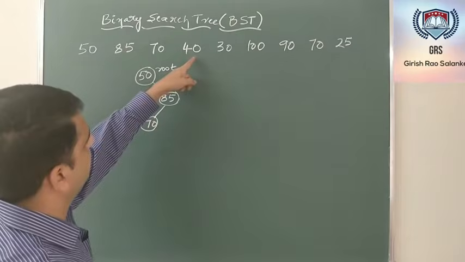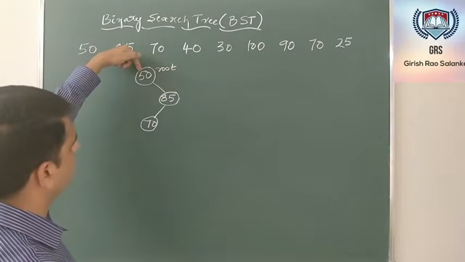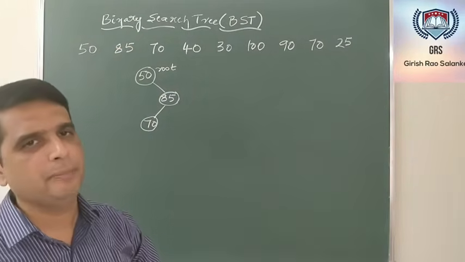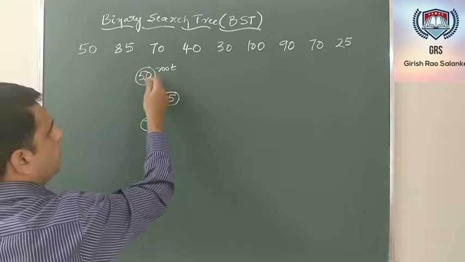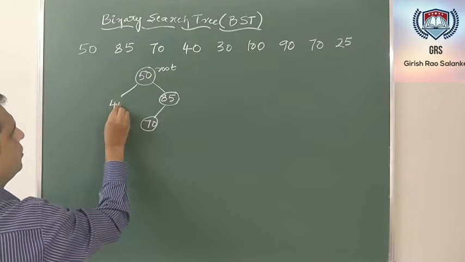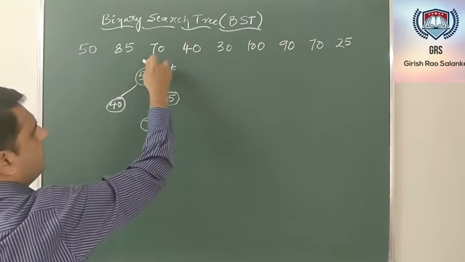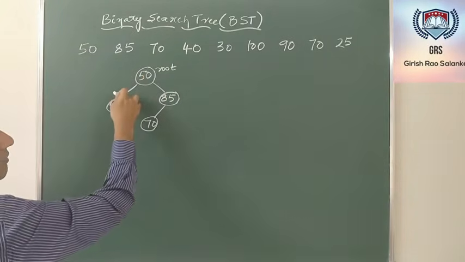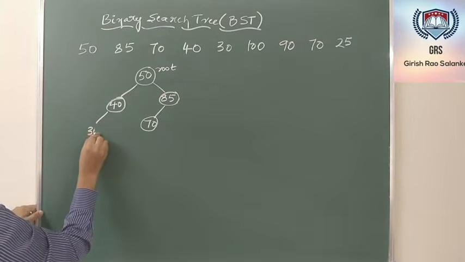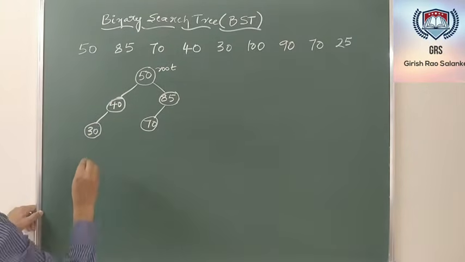Next, take the next key as 40. Compare 40 with the root node. Note that every time you need to compare with the root node. Compare 40 with 50. It is less. So 40 constitutes the left child of 50. Next, take 30. Compare 30 with 50. It is less. Compare 30 with 40. It is less. So it constitutes the left child of 40.